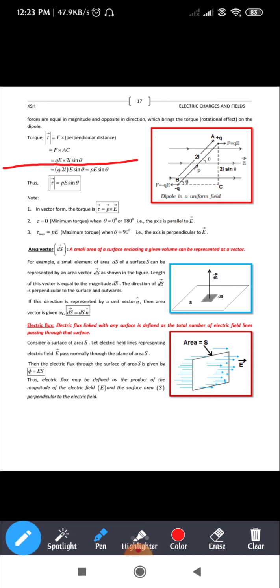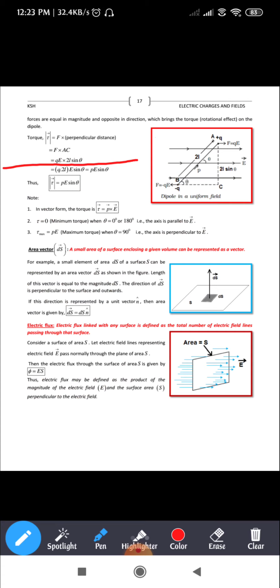So for our convenient purpose, we are going to take the force experienced by the positive charge. Okay. So the force experienced by the positive charge is nothing but q into E, and the arm value comes out to be 2L sin theta. As you know, q into 2L is nothing but the dipole moment. So q into 2L is replaced by p, and the left out thing is E sin theta.